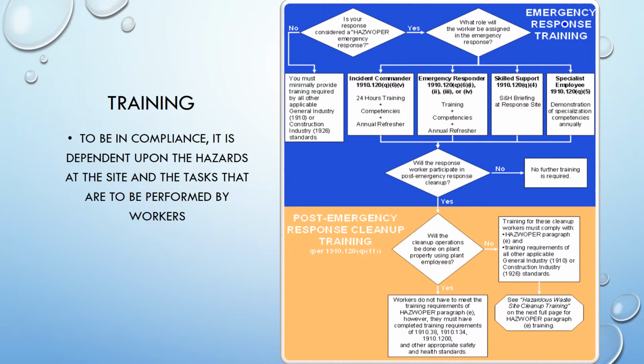Another area of compliance is training. So again, it is dependent upon what the hazard is and the tasks that are being performed by certain workers. So you can see that depending on what you will be doing depends on the amount of training that is required to be OSHA compliant. So you can go through and read that for a couple seconds. Again, this is figure 2 in my paper. So if you cannot read it right now, you can flip to figure 2 and look at it more closely.